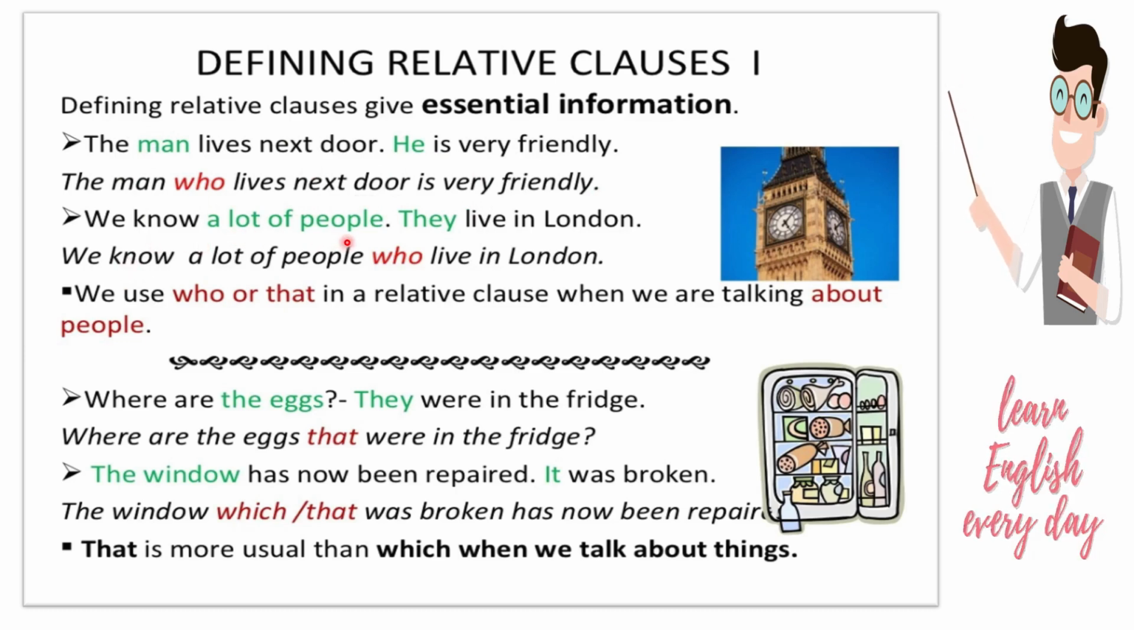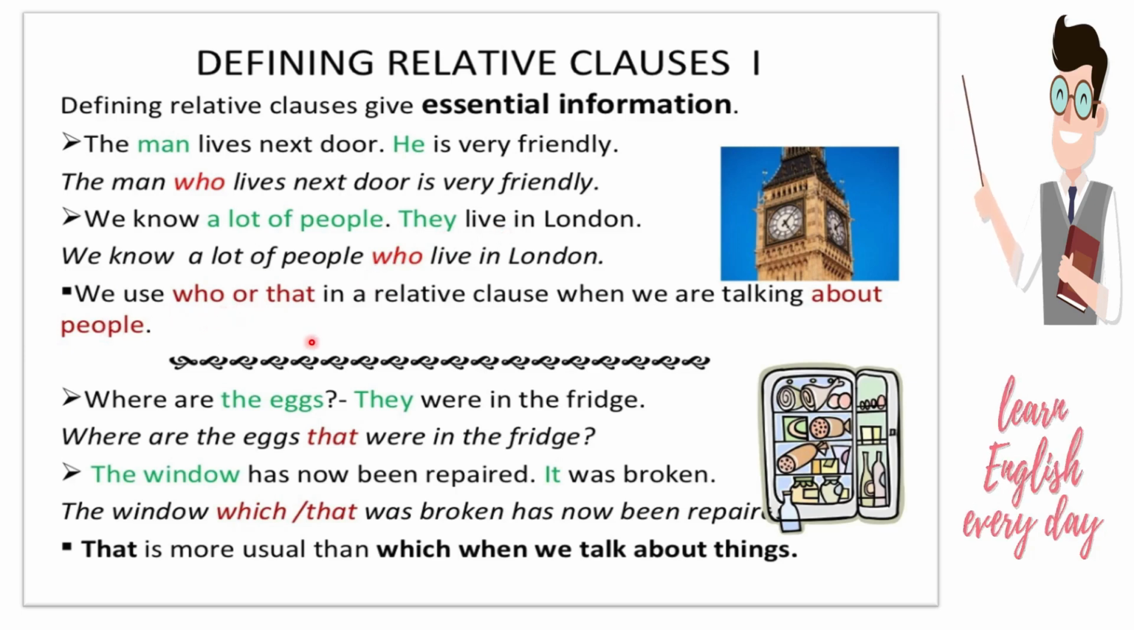We know a lot of people. They live in London. Here, a lot of people is the object of the sentence and they is the subject. A lot of people and they are two similar words or expressions, so they can be combined into a sentence like: we know a lot of people who live in London. A lot of people is still the object, and they is changed to who because the function of they here is the subject of the sentence.